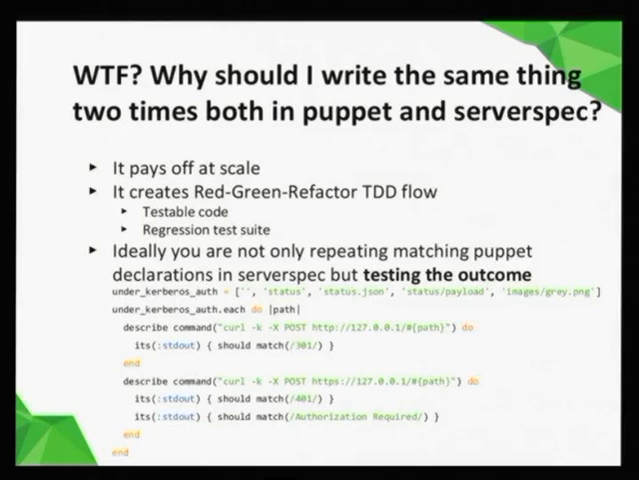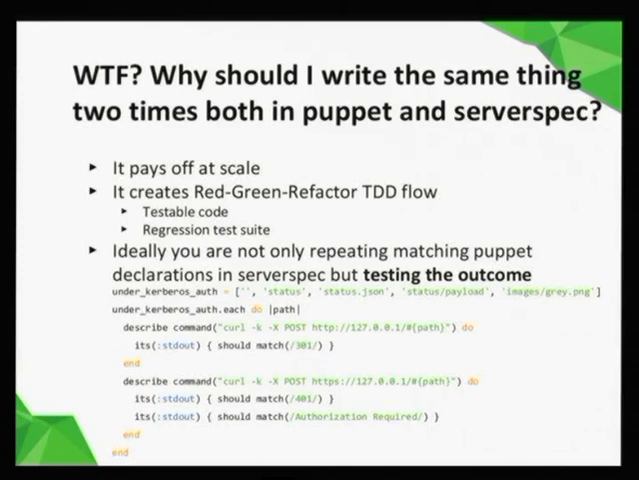Again, the next huge point is TDD. It really shapes the flow and allows you to write good testable code. In the case of Puppet, you have the ability to avoid idempotency problems and so on while developing your manifests.